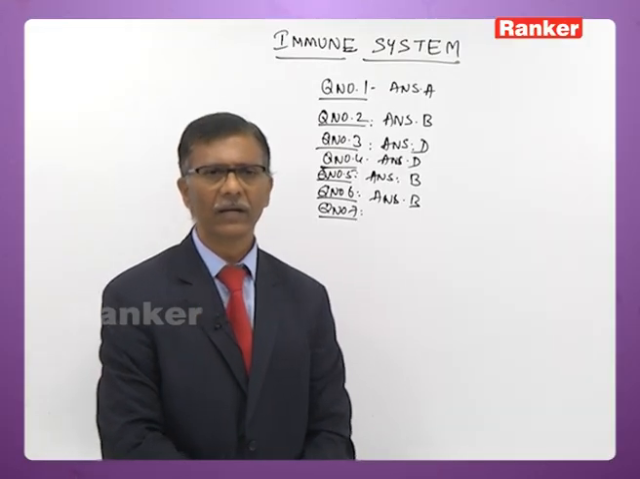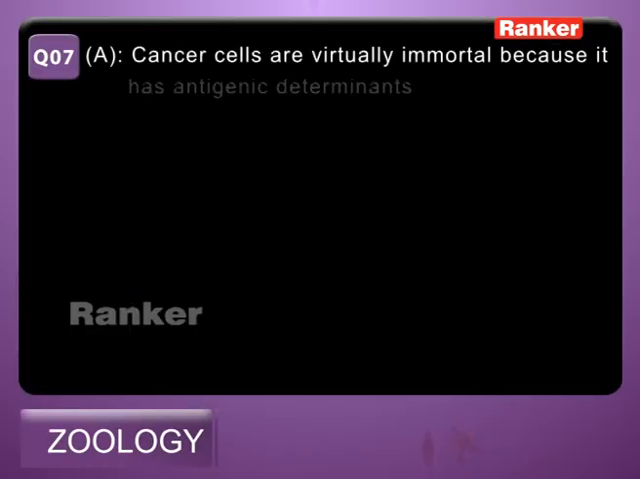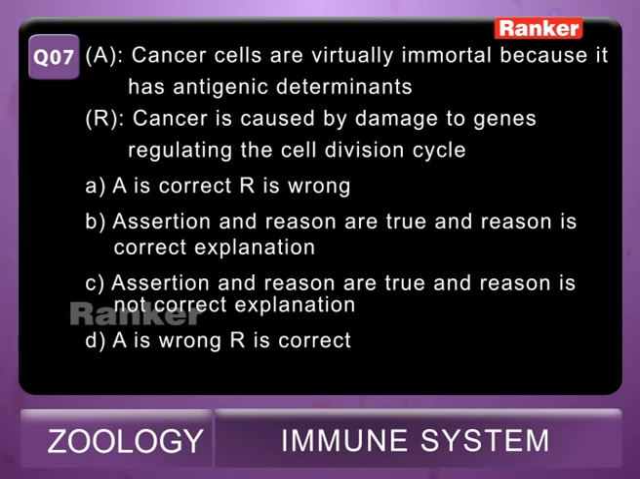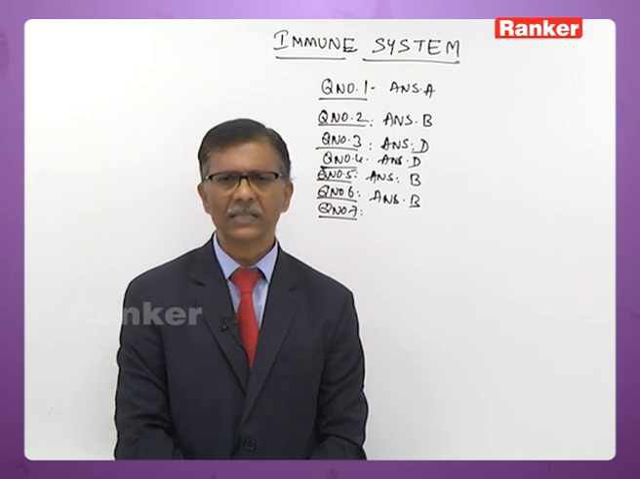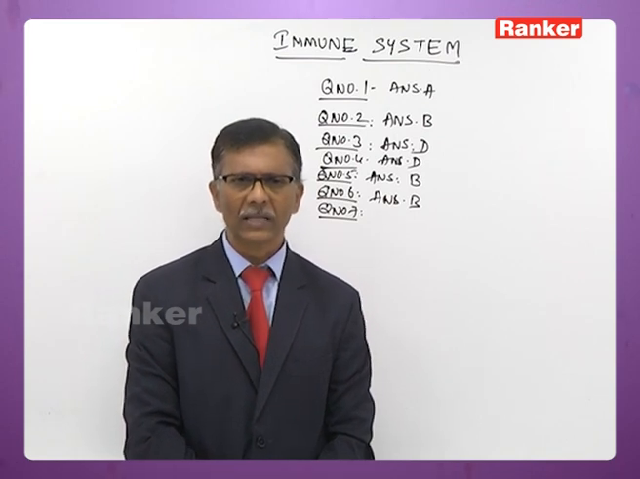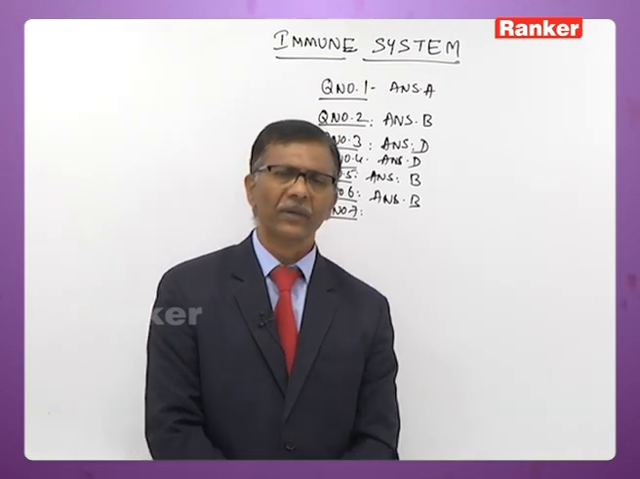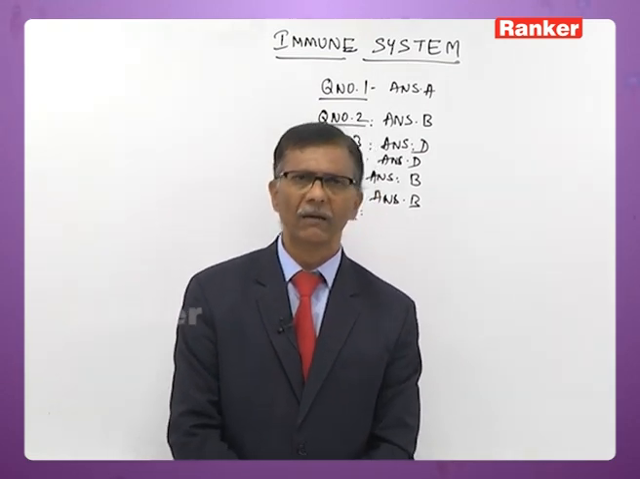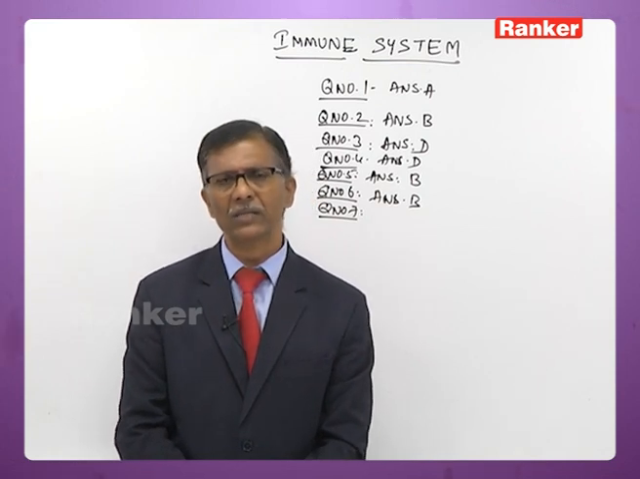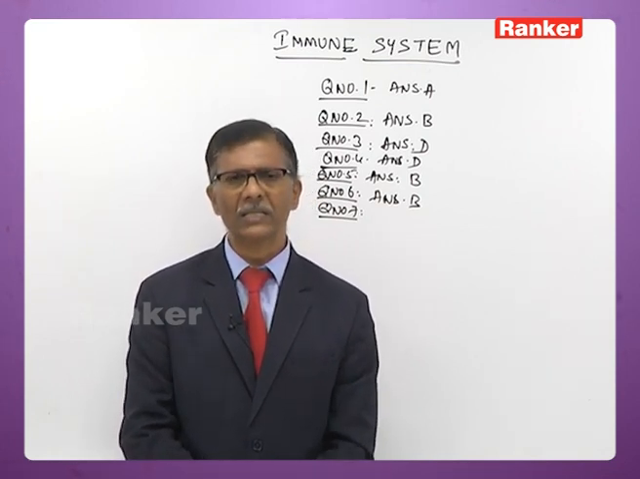Now, question number 7. Assertion, cancer cells are virtually immortal because they have antigenic determinants. Reason, cancer is caused by damage to the genes regulating the cell division cycle. Now, cancer cells are immortal because they have antigenic determinants. Cancer cells, mostly they are caused by the viruses, or sometimes they may be caused because of some other inexplicable reasons.